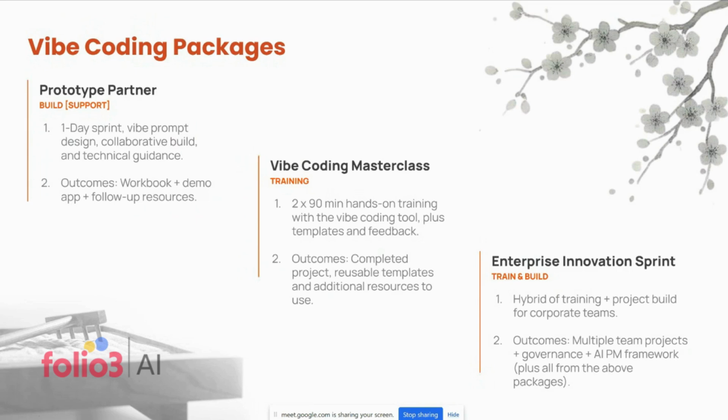And the third one is kind of the combination of the two packages before. So we call this the Enterprise Innovation Sprint. This is where we first train the employees on how to use these tools, and then we work with them to create an application for themselves, for their business. So the outcome for this is multiple team projects, multiple applications, where we would train all these people on building applications with them, and then later on also provide help and resources and support to scale their application from an MVP to an enterprise grade application.